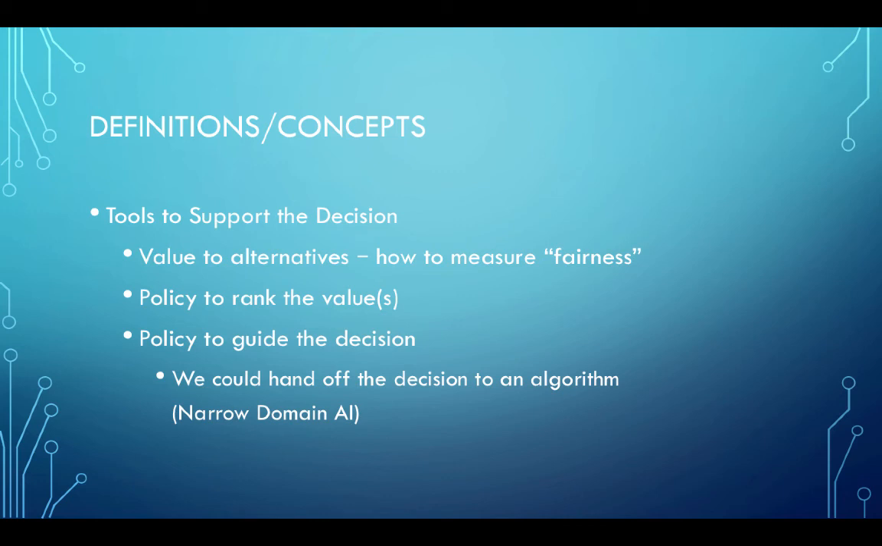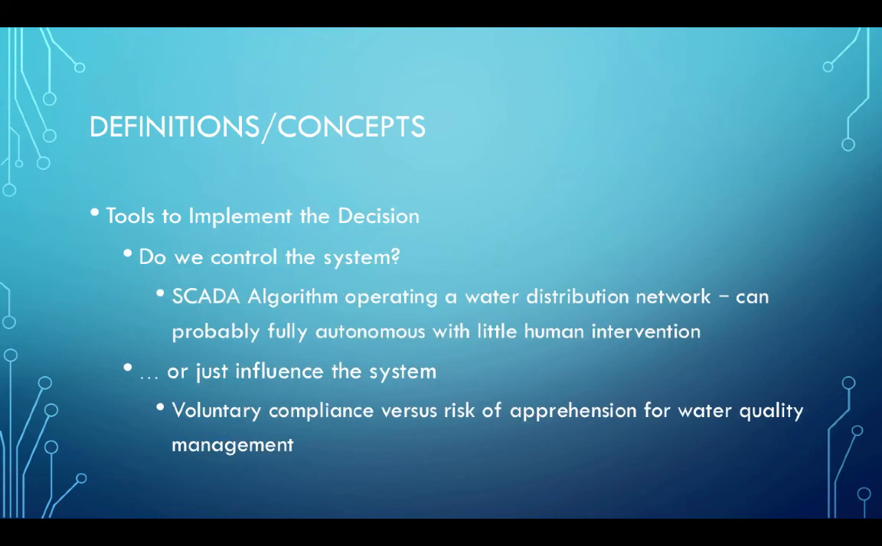So that's an analogous example to automated decision making. And there are quite a few aspects of our everyday infrastructure that would make a lot of sense to be handed off to a narrow domain controller. Once that controller makes the decision, it has to have a way to effect control. So how do we control a water system? It very much comes down to two things. An example is a SCADA algorithm that operates a water distribution network. That aspect of daily infrastructure can probably be fully autonomous and wouldn't take very much human intervention.